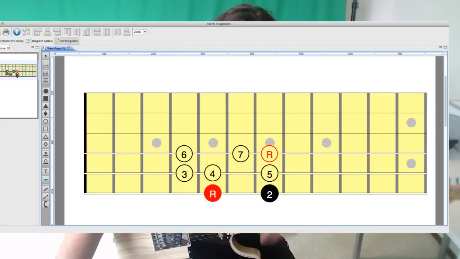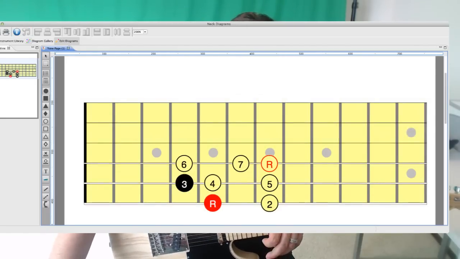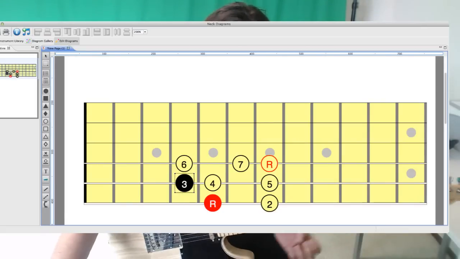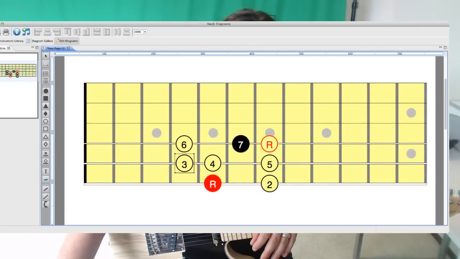Alright, let's take a third. Here's our major third. How do you make that major third minor? You take it and you move it 1 fret lower, and that's a minor third now. Let's take a seventh. How do you make it minor? You take it and you move it 1 fret below, and that's a minor seventh.